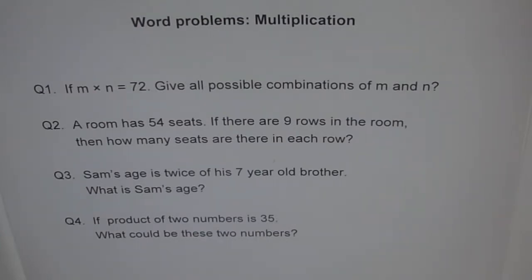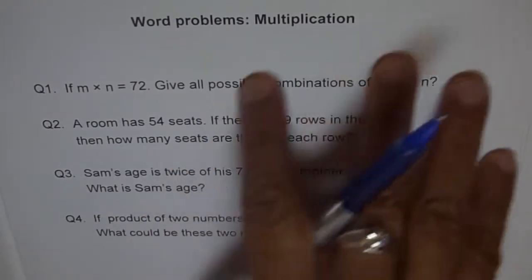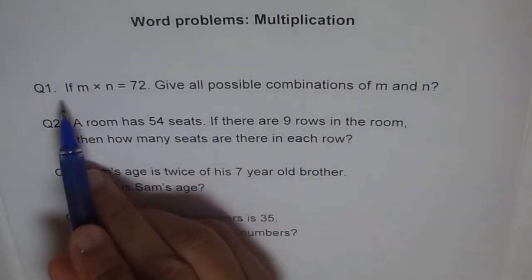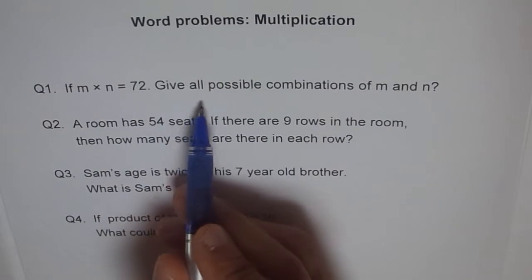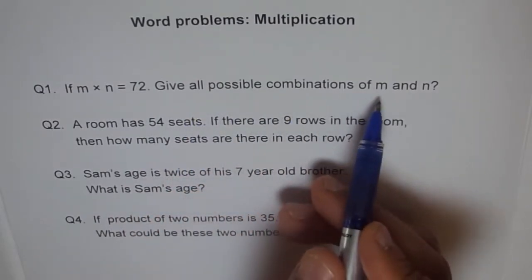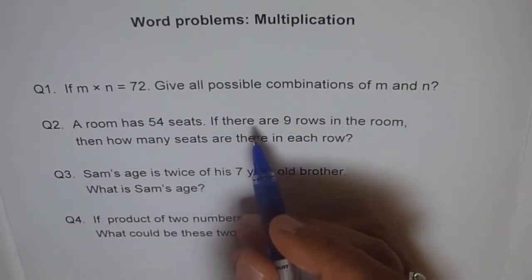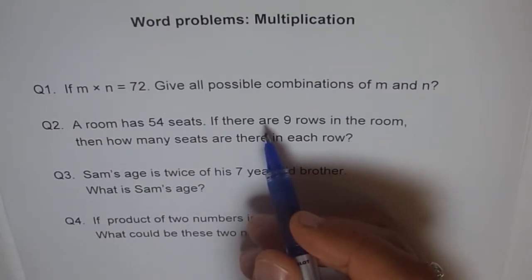Okay? This is a good time to stop and copy the questions and then try them yourself. Once you're done, you can go through the video. Okay? Now let's go through these questions one by one. The very first question here is, if m times n equals 72, give all possible combinations of m and n. This is a good time to introduce you to variables, right?